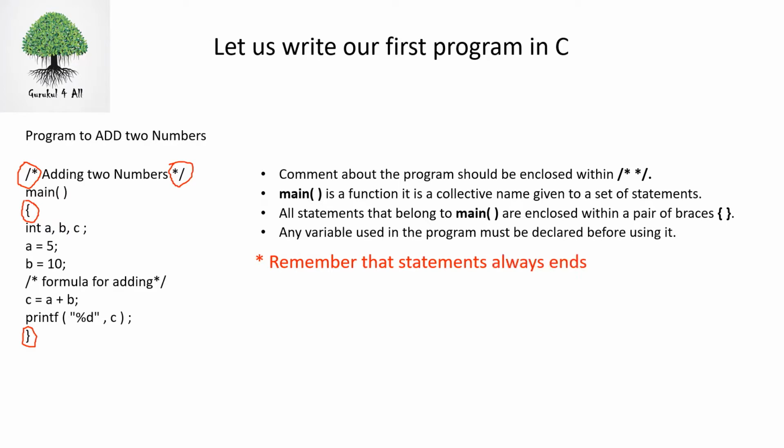Next, remember that statements always end with a semicolon. The semicolon tells us that the statement is over. Now, after the formula has been applied, a plus b will give you 15 and it will be stored in c.